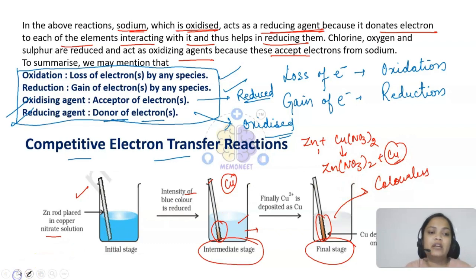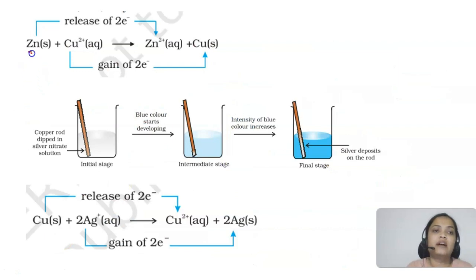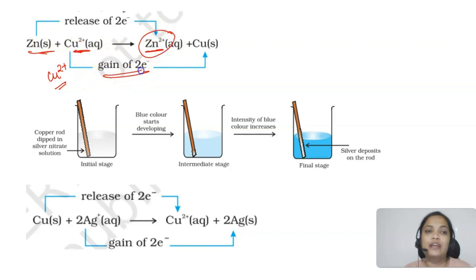Now if I want to write the ionic equation for this reaction, earlier we were having zinc and copper ions. Okay, Cu2 plus ions, cupric ions were there. So what happened is that zinc lost electrons and got converted to Zn2 plus, and copper ions gained those two electrons, meaning they undergo reduction to form copper, and here zinc undergoes oxidation.